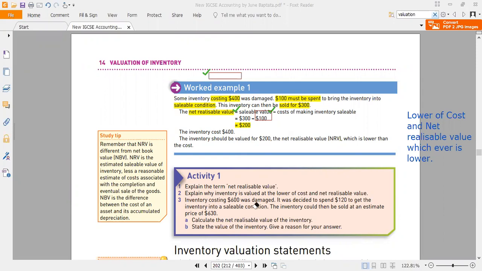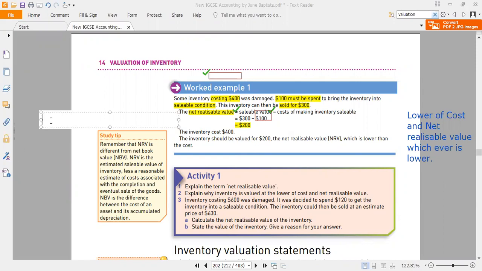The inventory costing 600 was damaged. It was decided to spend 120 to get the inventory into a saleable condition. The inventory could then be sold at an estimated price of 630. Calculate the net realizable value of the inventory. How can we calculate?